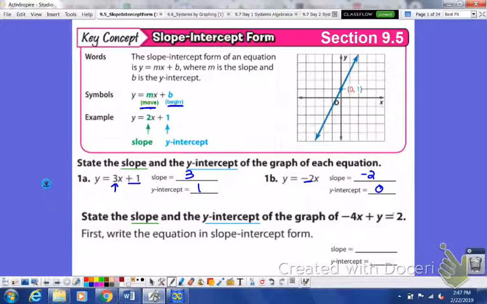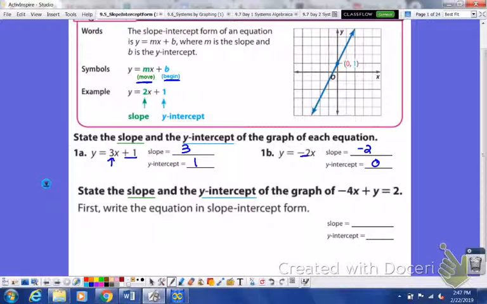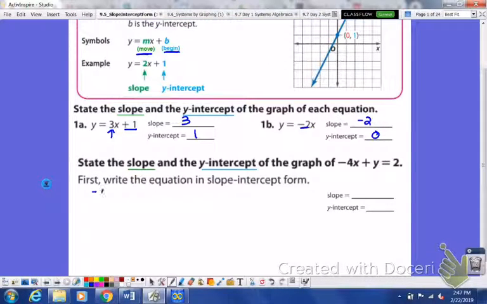Now if we look at our next example, state the slope and y-intercept of the graph of negative 4x plus y equals 2. So notice it is not in y equals mx plus b form. It's not in slope-intercept form. So if I bring that down, we need to solve for y. So slope-intercept form, y equals mx plus b. So we want to solve for y.